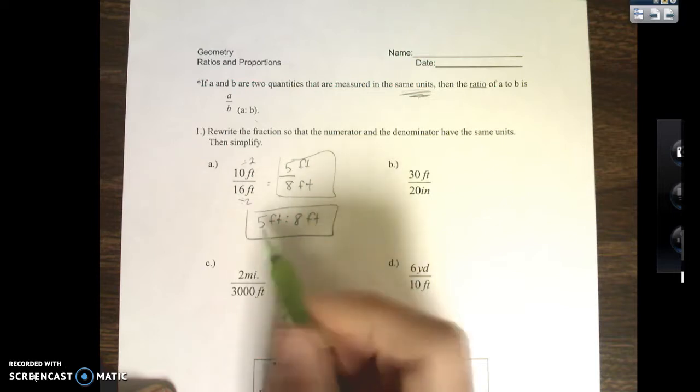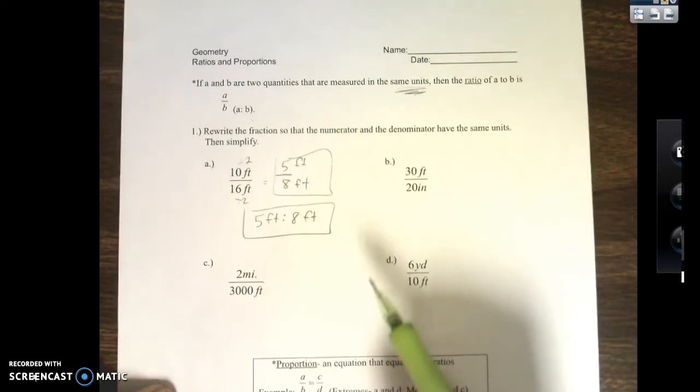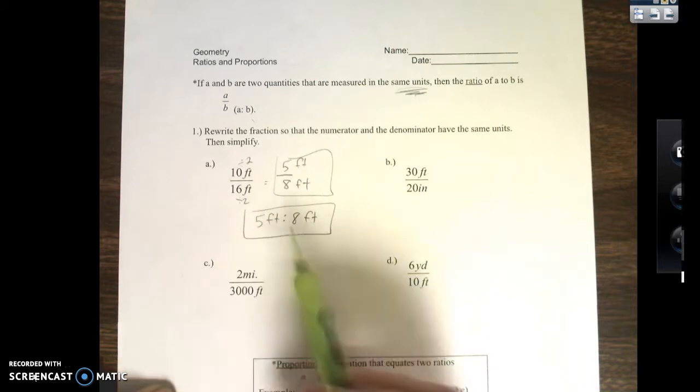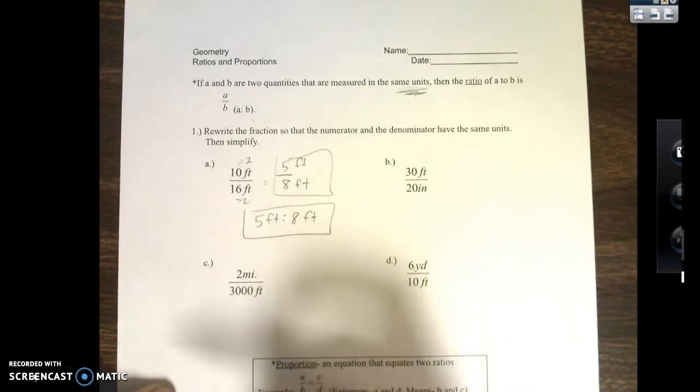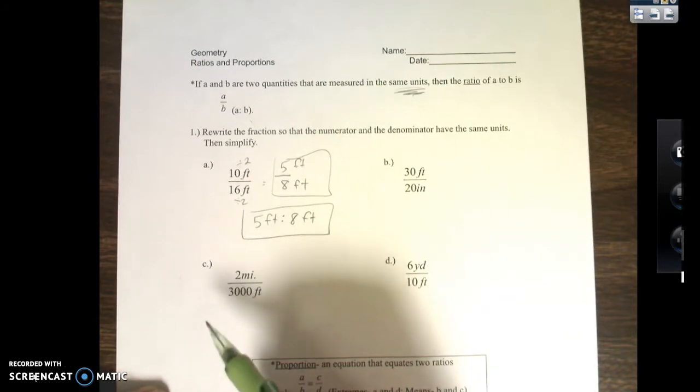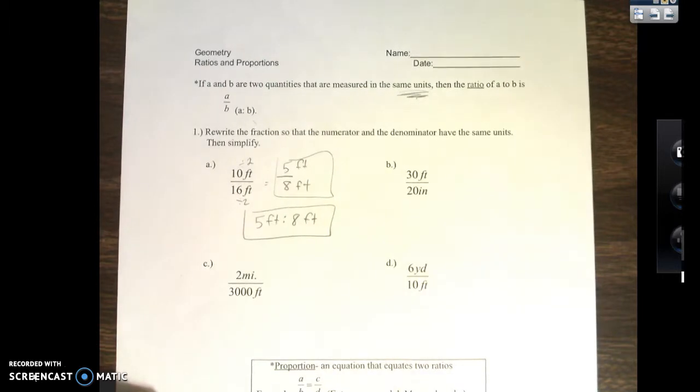You can write them as both. They are actually the same exact thing. I'll specify when you need to do one over the other. So for our next one, what we can take a look at is 30 feet to 20 inches.